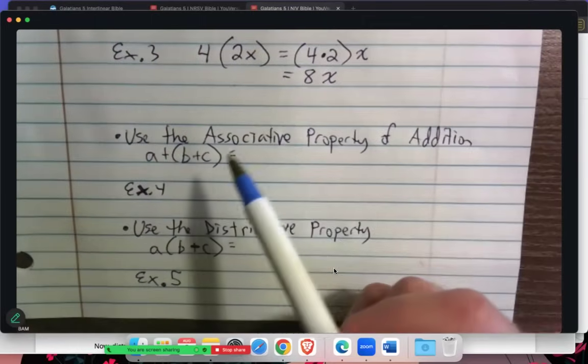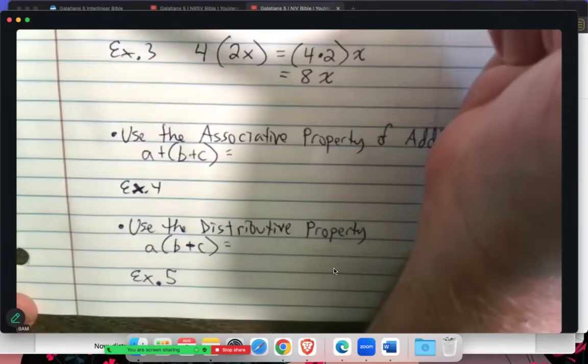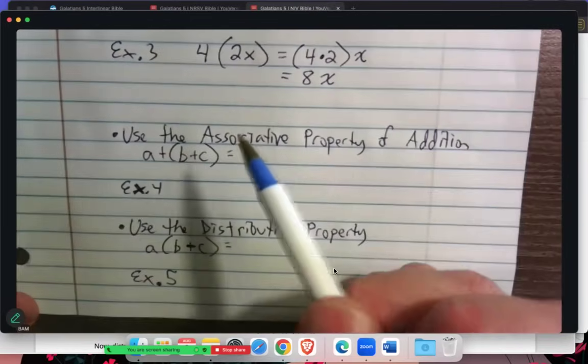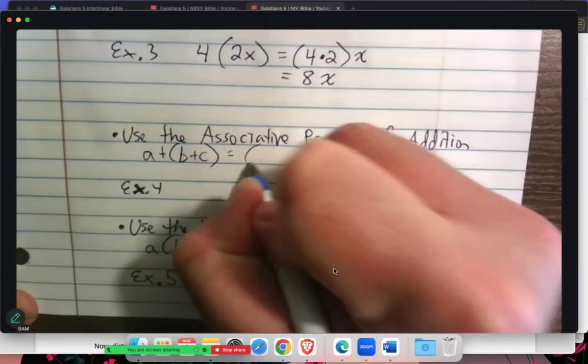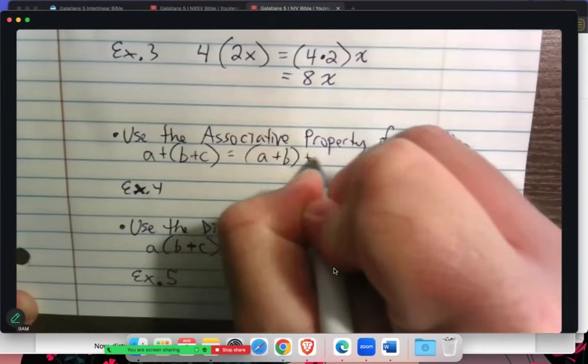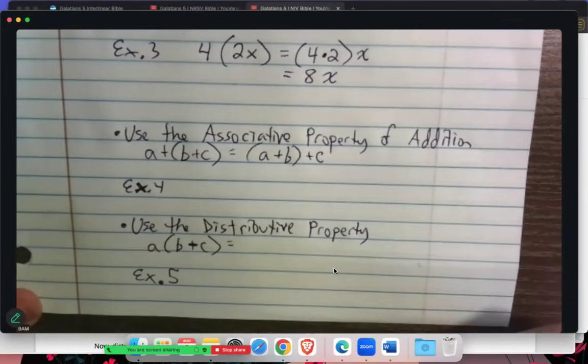Similarly, the fruit of the Spirit, there are 9 of them. Today we have 5 properties. And in the next video, we have use the associative property of addition, A plus B plus C. Associatively, you can change the order.